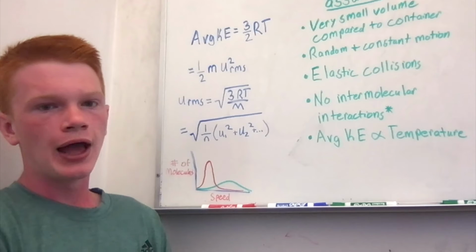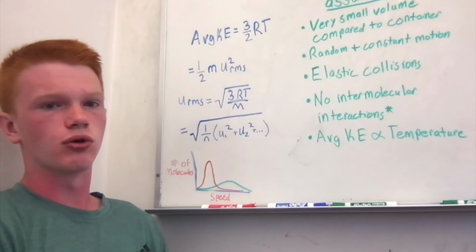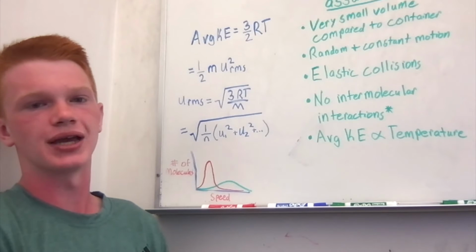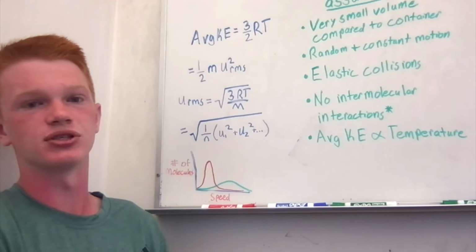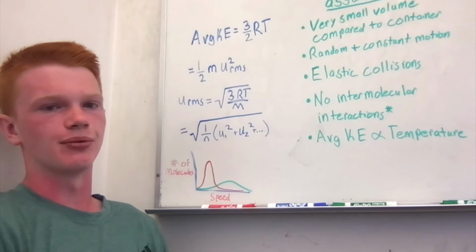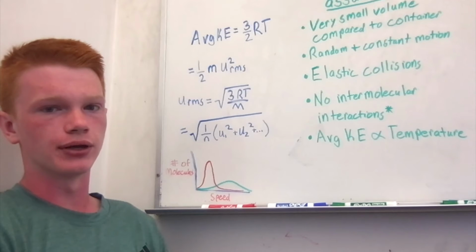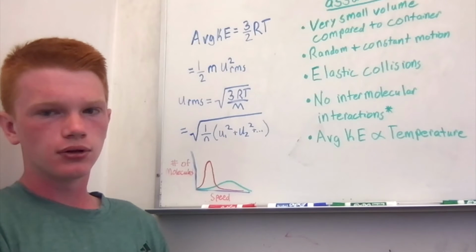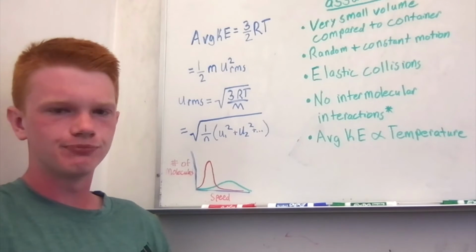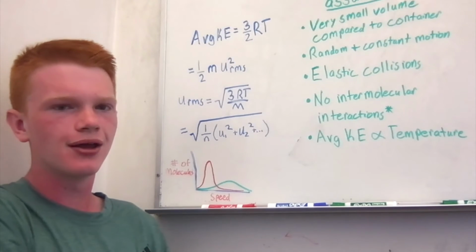So how you get the root mean square speed, that is the square root of 3 times the gas constant R times the temperature in Kelvin over the molar mass, which is M. And M is in, no, it's not in moles per kilogram, it's in kilograms per mole, my bad.